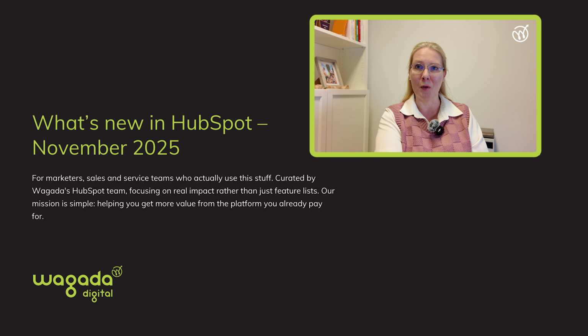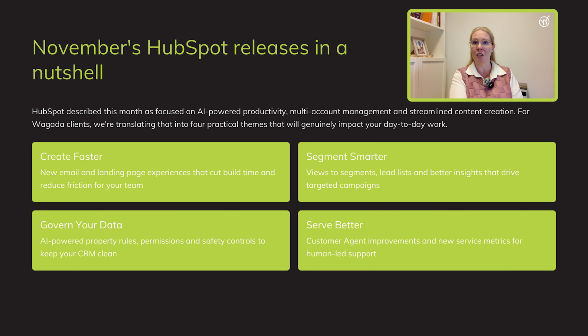My promise to you is simple. In the next few minutes, you will get 3 or 4 practical actions that you can take back into your business without having to dive into the full release notes from HubSpot. November's updates fall into 4 big themes: create faster, segment smarter, govern your data more carefully, serve customers better with a balance of AI and humans.